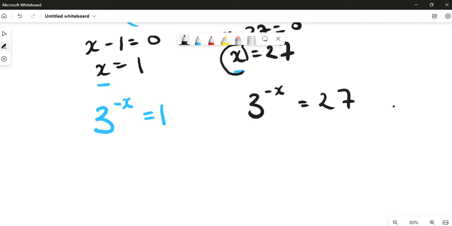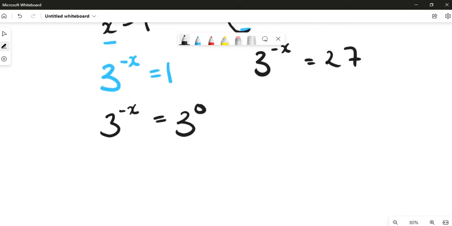This now brings us to exponential equations with an unknown exponent. Our unknown exponent is negative x. So for 3 to the power negative x, we have to put both sides in the base of 3. 1 is the same as 3 to the power 0. Since we have the same bases, we'll say negative x equals 0. Then we multiply both sides by negative 1, and therefore x equals 0.